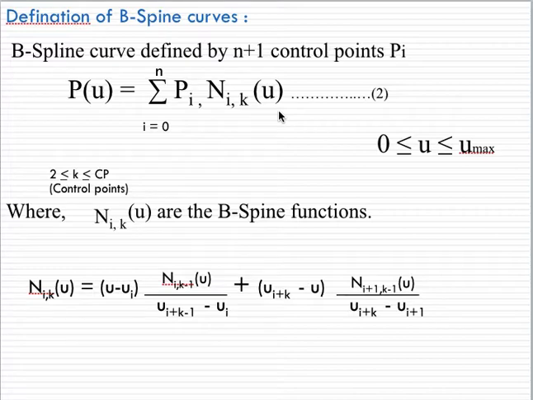There are two major differences between the Bezier curve definition and this spline. The parameter k controls the degree. K is the order; the polynomial has a degree of k minus 1. That number k is the order of the resulting B-spline curve, and it is independent of the number of control points. It is restricted to 2 less than or equal to k less than or equal to CP, where CP means the number of control points. So this is the B-spline function Ni,k of u.